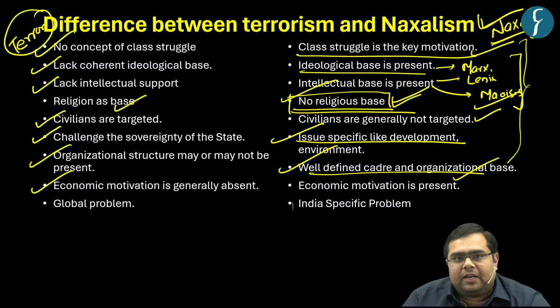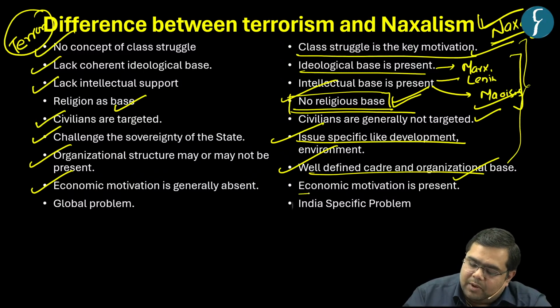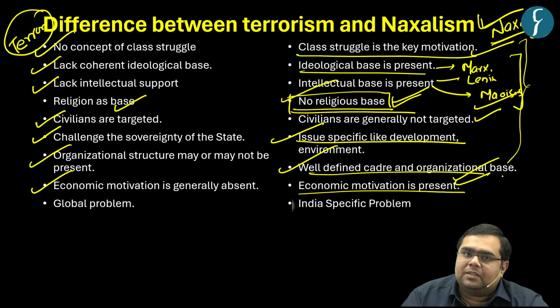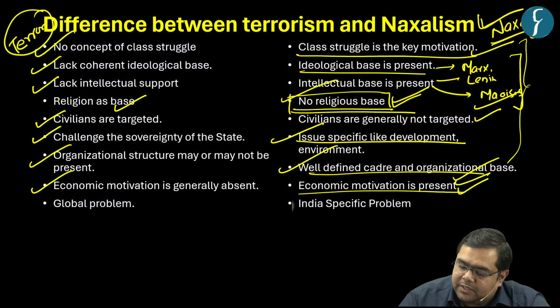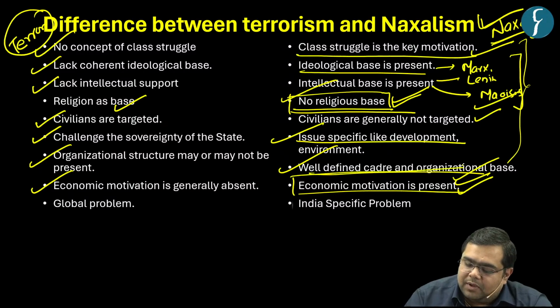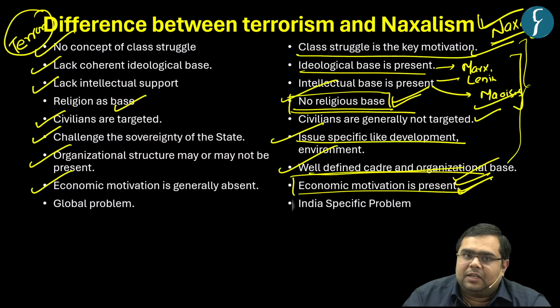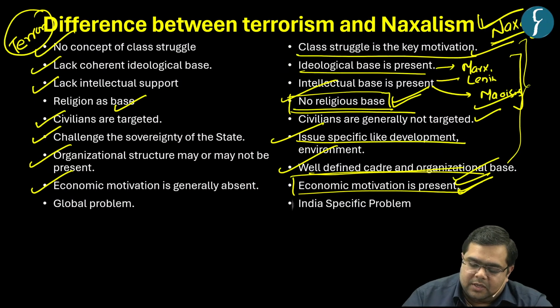Similarly, economic motivation might not be present in terrorism. Very rarely will you find that economic motivation is present for terrorism. The issue is more emotive, right? However, here economic motivation is present. Not in the sense that the Naxalite wants to take a share of the economic pie, but in that they are reluctant to hand the natural resources of the natives over to, let us say, capitalists.